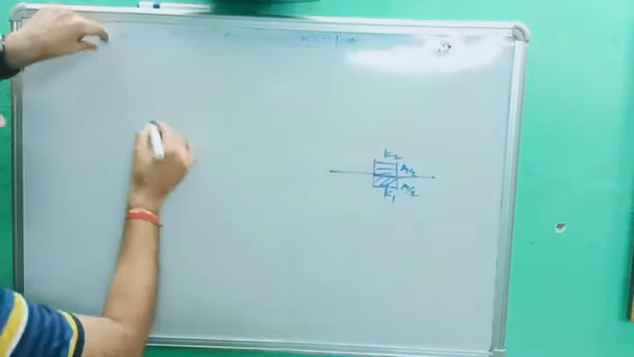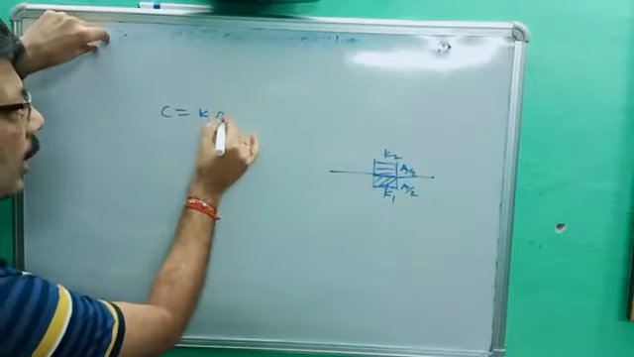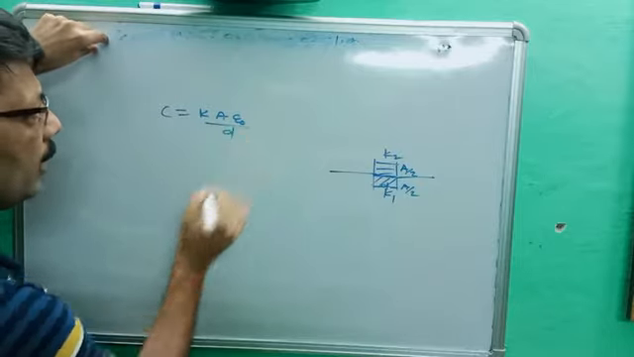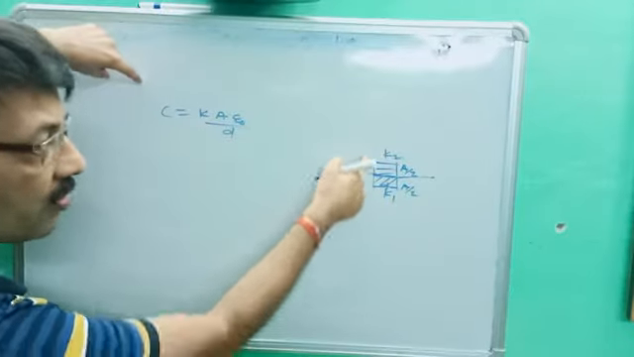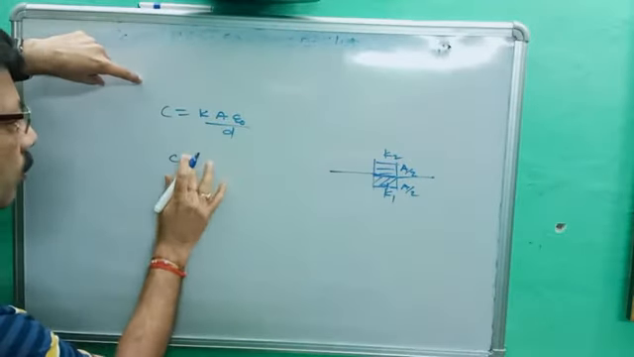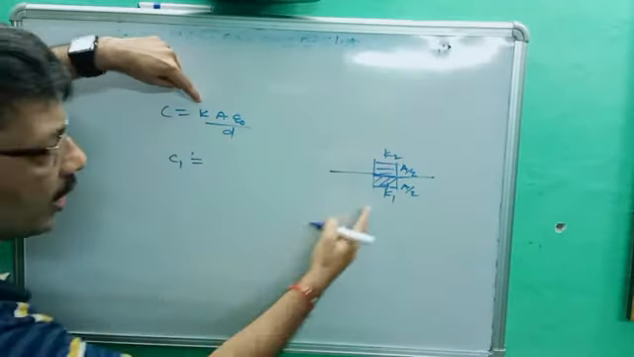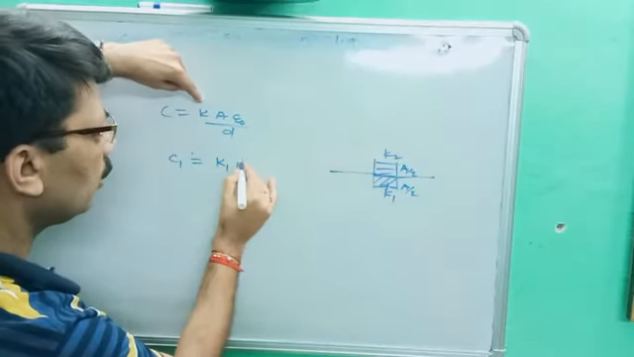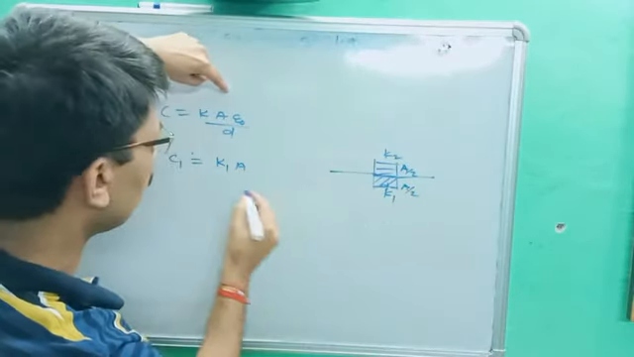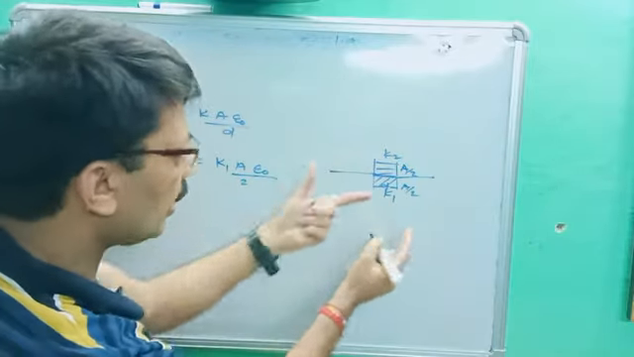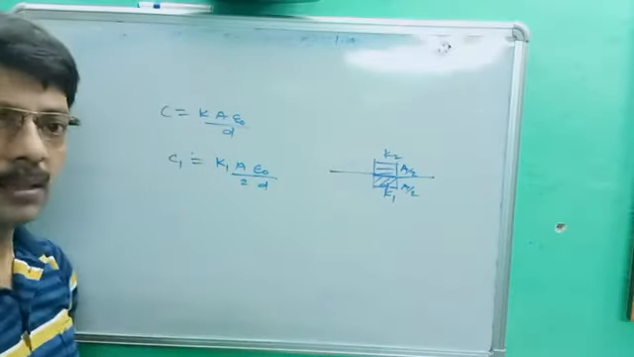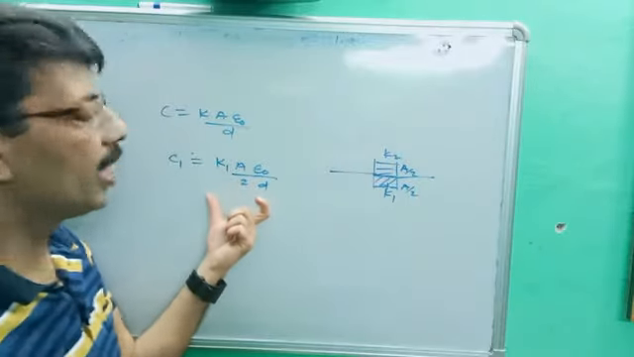So what is the formula for C? You better know C is equal to K A epsilon naught upon D. You better know the formula. So what will be C1? You find out C1 and C2 in two different ways. C1 is equal to, what is the value of K? K is K1. A becomes A by 2. So C1 is K1 (A by 2) epsilon naught upon D, the distance is the same. Are you getting? This value is modified as C1.